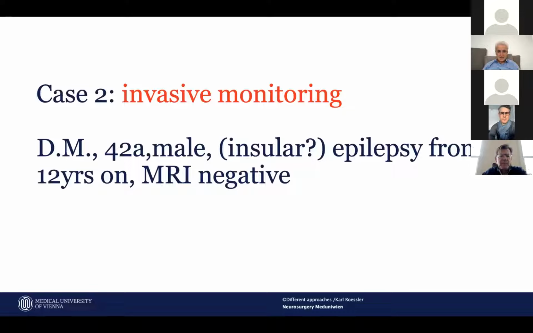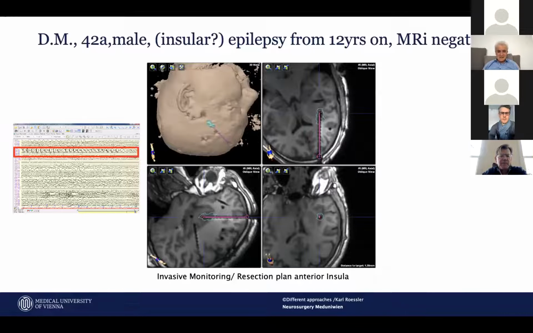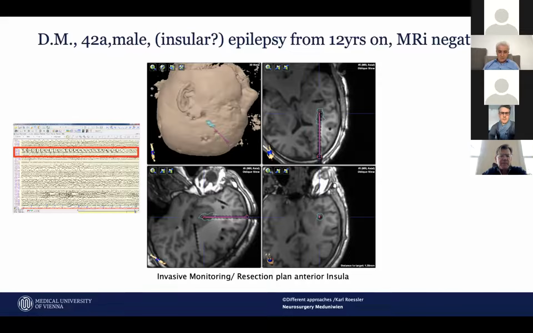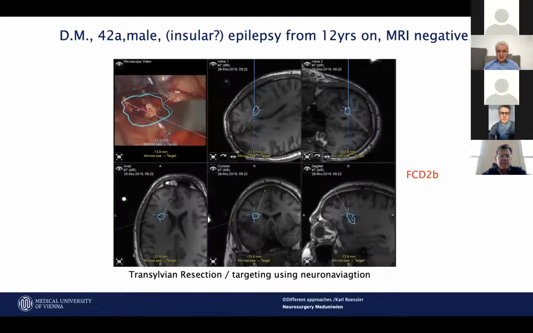It's a 42-year-old male who had, from the clinical point of view, a suspicious insular epilepsy for many years. We always do two insular electrodes, one from frontal and one from posterior, and we found this continuously spiking area at the frontal electrode. By using this contour guided navigation, we resected that area. In this case there was also the diagnosis of an FCD2B, and the patient also gets seizure free.